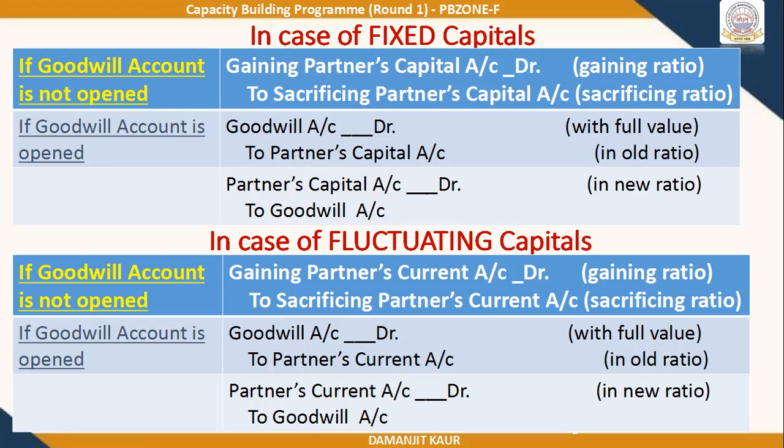If goodwill account is not opened, entry will be gaining partners' capital account debited to sacrificing partners' capital account. And if goodwill account is opened, then goodwill account first will be raised with full value in the old ratio by crediting the partners' capital accounts. And then immediately it is to be written off. Partners' capital accounts will be debited in the new ratio to goodwill account.